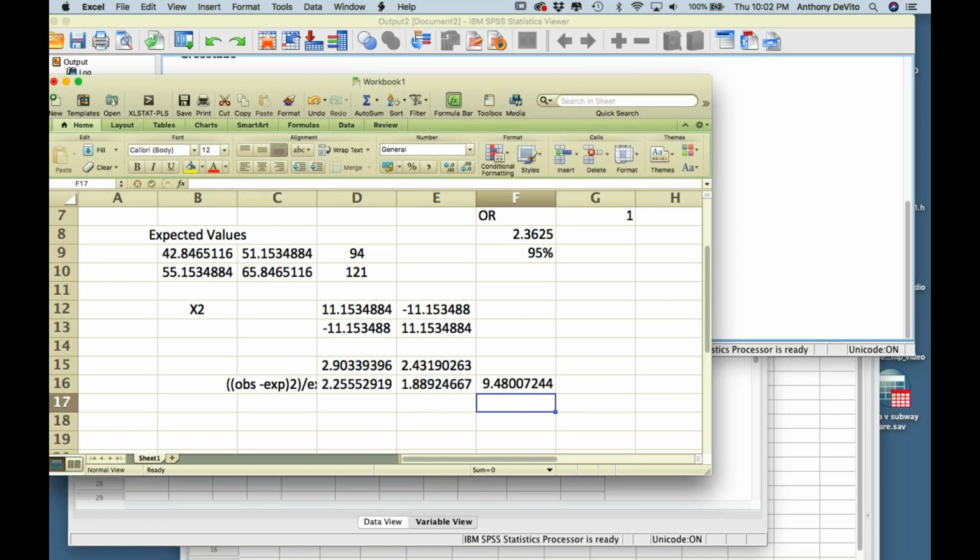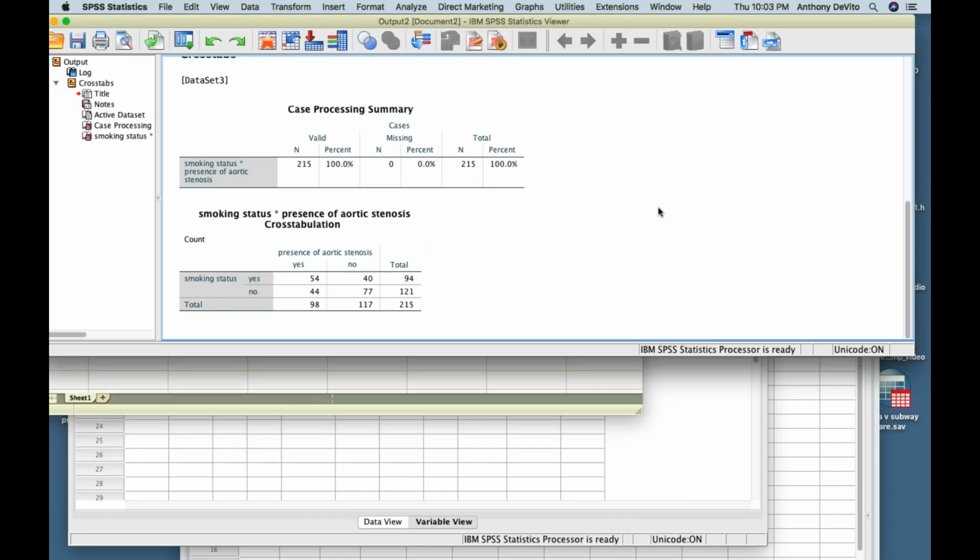Now, how do I know whether that 9.48, that chi-square value, the difference between observed and expected values, is big enough to reject my null hypothesis that there's no association between these two variables? What do you think I need to do now? Can I get an opinion?